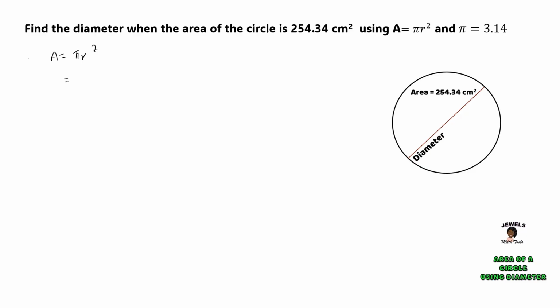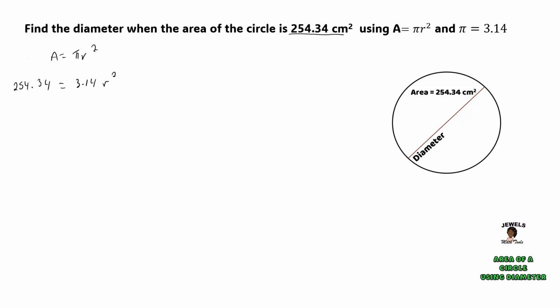So let's get started. We're going to begin as always with applying our substitution. So we know that our area we're told is given. So we're going to substitute that in for our area. So we have 254.34. That is equal to our pi of 3.14. We're putting back our radius, which is being squared.